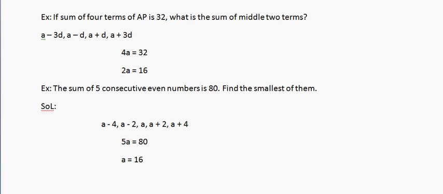Otherwise also you could have simply done it as: the first number is a, second would be a plus 2, third would be a plus 4, a plus 6 and a plus 8. Now here you would see the calculations are increased a bit, right? So you would say it is 5a plus 20, right, is equal to 80, which means 5a is equal to 60, a is equal to 12, right? What is the advantage of this is you straightforward get the answer a, which is the smallest term.